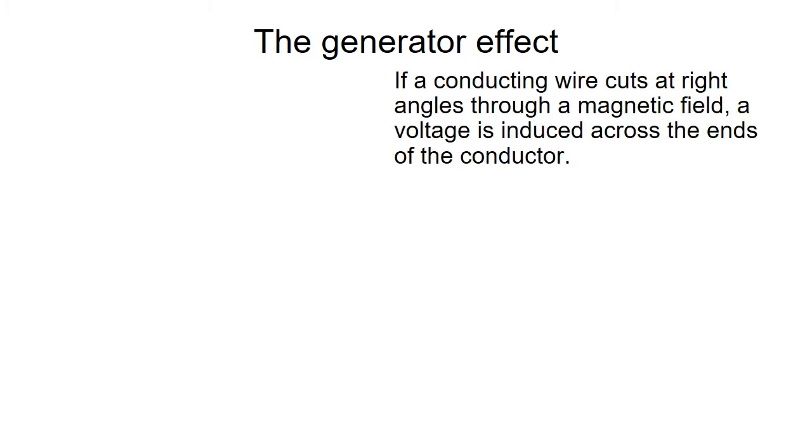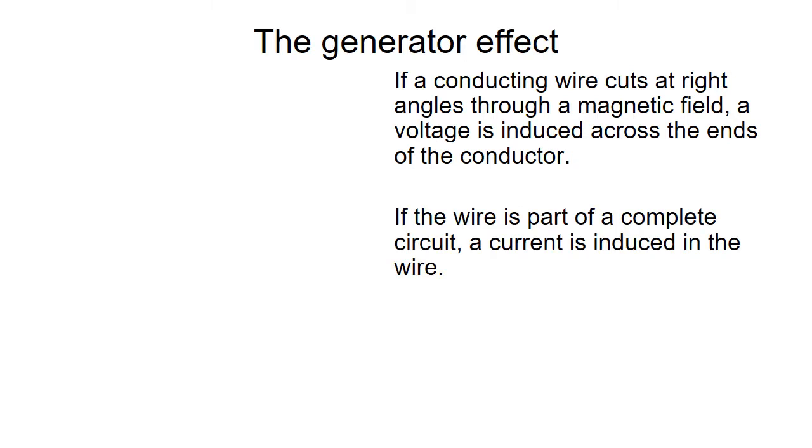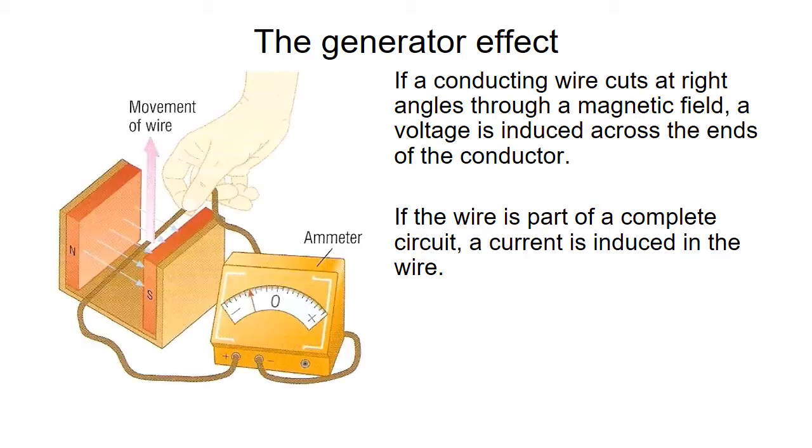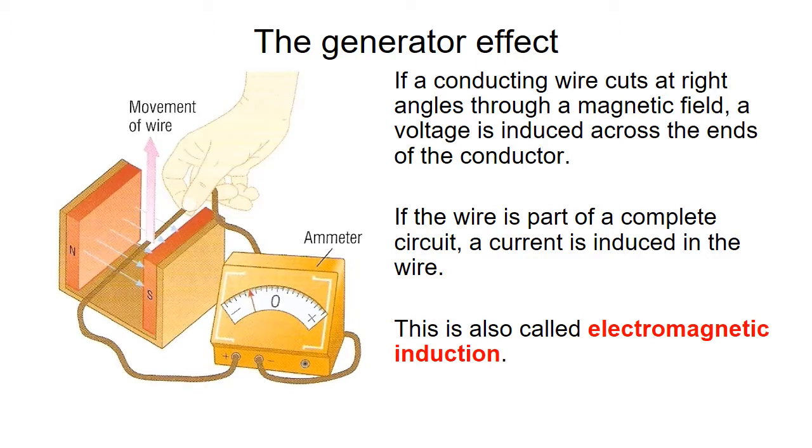So let's look at the generator effect. If a conducting wire cuts at right angles through a magnetic field, a voltage is created or induced across the ends of the conductor. If the wire is part of a complete circuit, a current is induced or created in that wire. Okay, so here we have a bar magnet, and a wire is moving up and down, and you can infer that a current is being generated. This is also called electromagnetic induction.